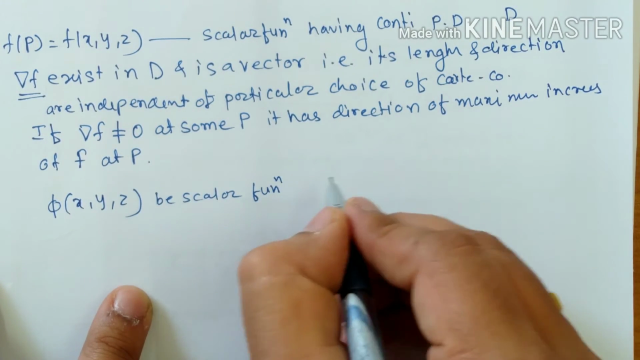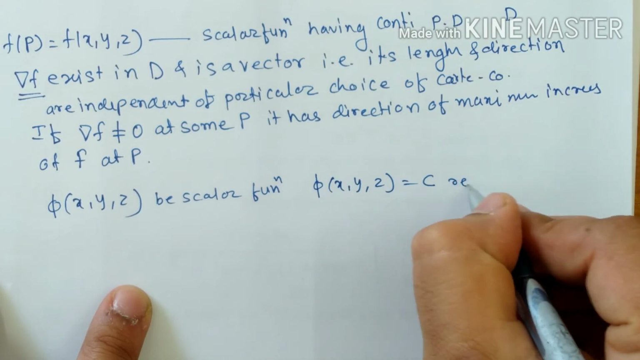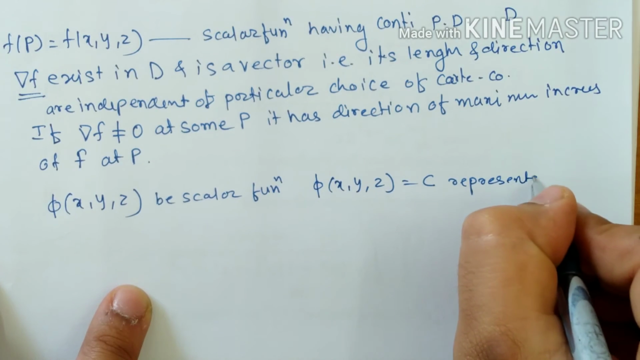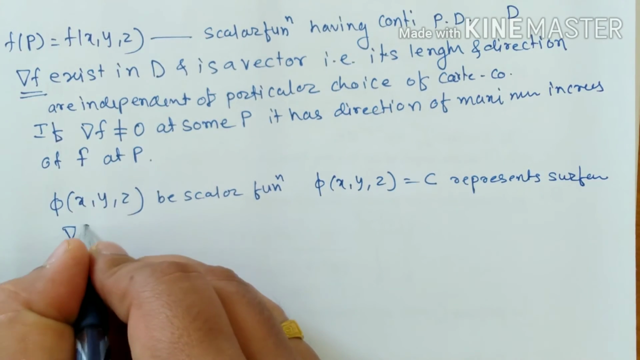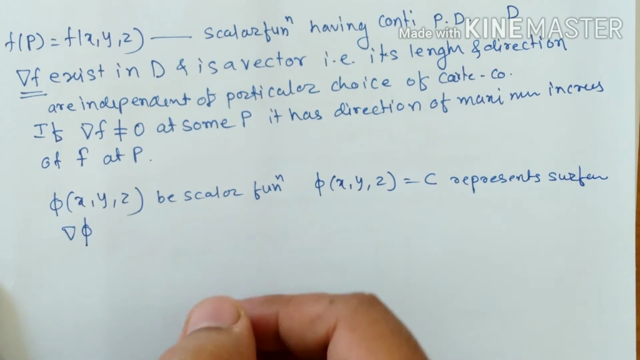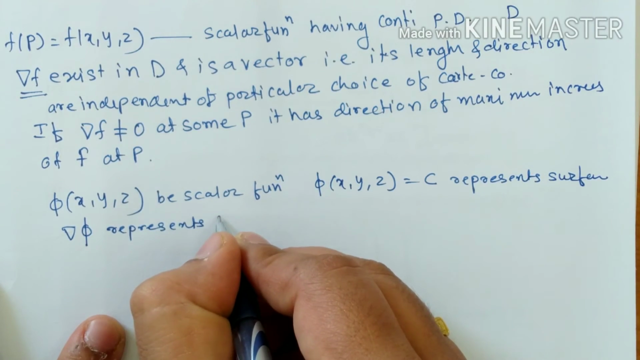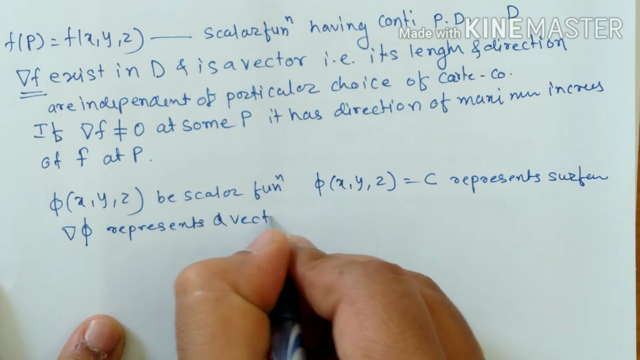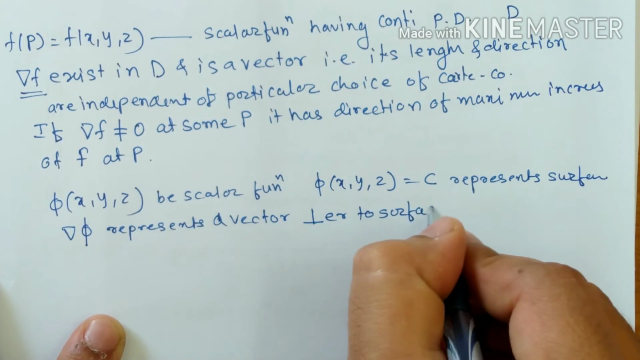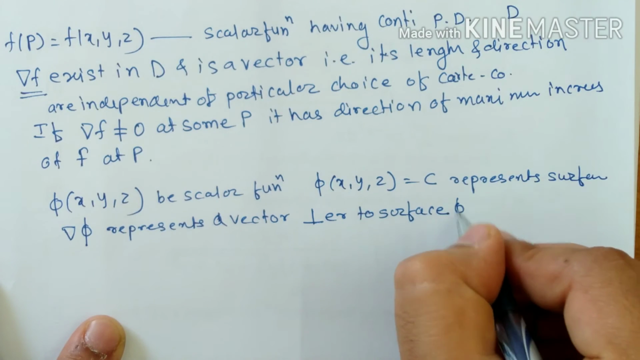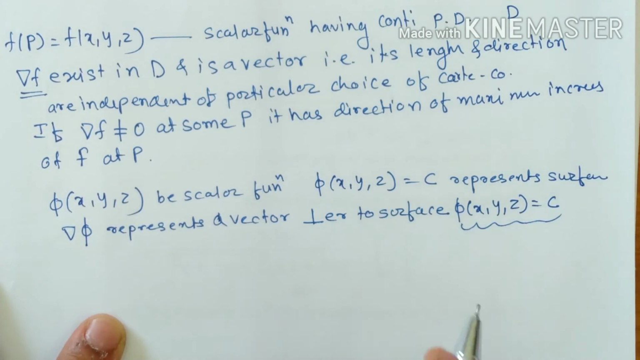This is nothing but phi of x, y, z equal to some constant c, which represents a surface. Then the gradient of phi represents a vector perpendicular to the surface phi of x, y, z equal to c. So perpendicular to the surface.